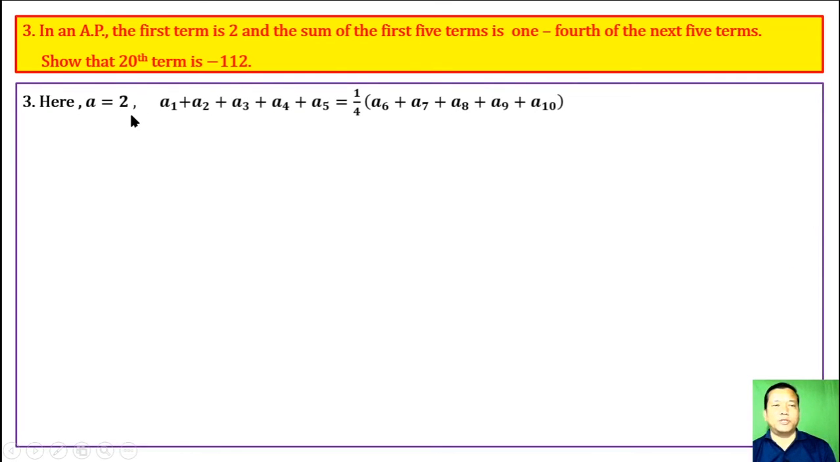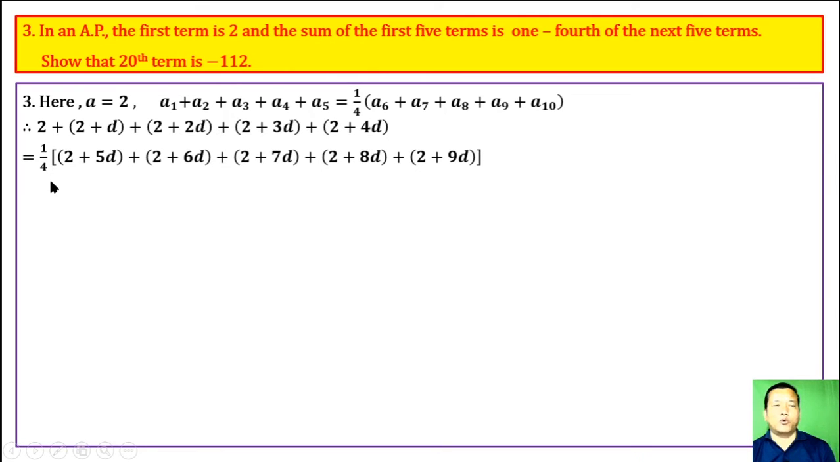Here A, the first term, is 2 and the sum of the first 5 terms is 1/4 of the sum of the next 5 terms. It is given. Therefore, A1 is 2 and A2 is 2 plus D. A3 is A plus twice D. A4 is A plus thrice D. A5 is 2 plus 4D, which is equal to 1/4.